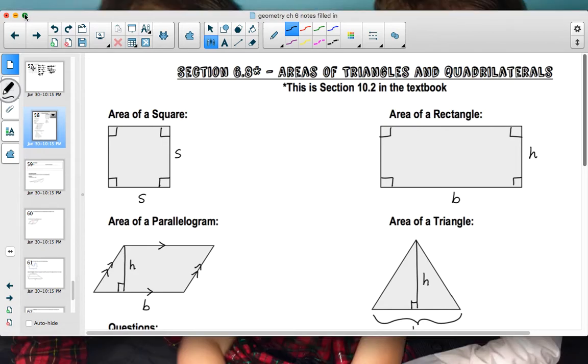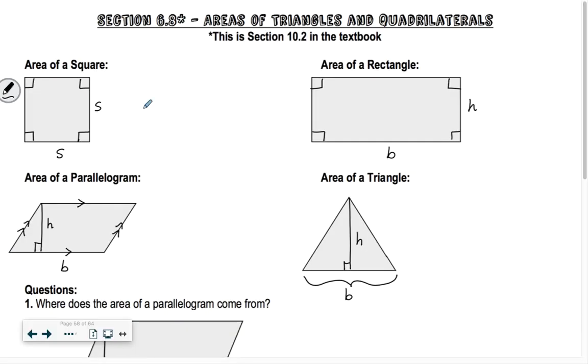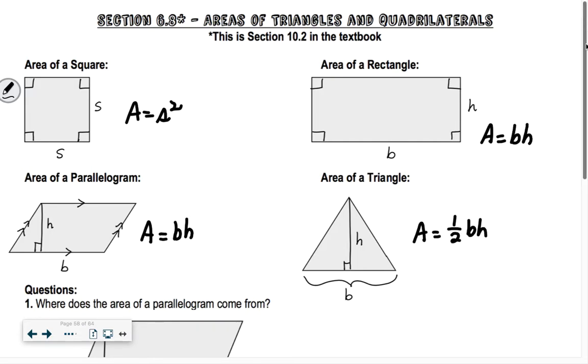Question 6.8 is on areas of triangles and quadrilaterals. You've done a lot of this. So you know the area of a square is side squared, right? Have you all seen that? The area of a rectangle is base times height, or length times width. The area of a parallelogram, do we know this? It's base times height as well. Area of a triangle? Half base times height. 1/2 base times height, exactly.